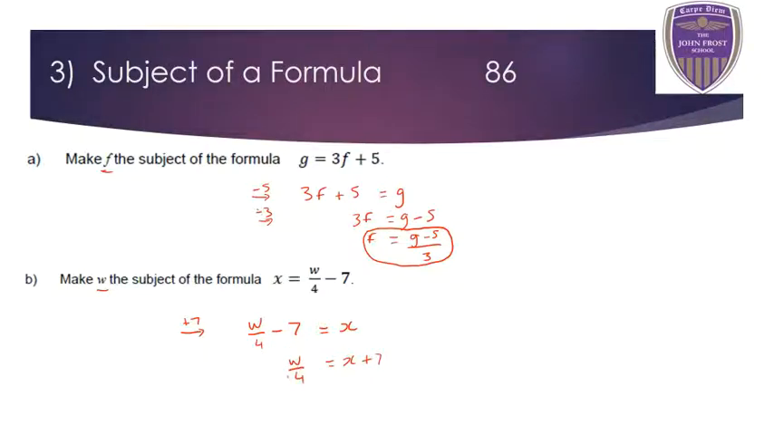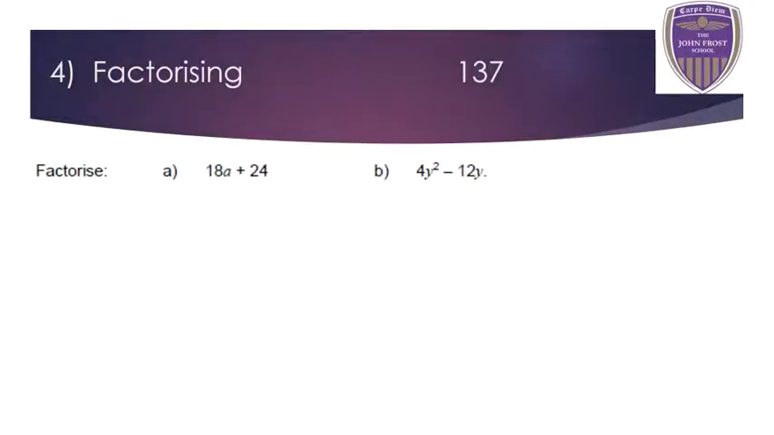And in this case, to undo divide by 4, we need to multiply both sides by 4. So w will be 4 times all of x plus 7. So we can put it in a bracket, or we can multiply through x plus 7 by 4. So we have 4x plus 28. Either of those versions there is an acceptable answer. And that's how we rearrange a formula.